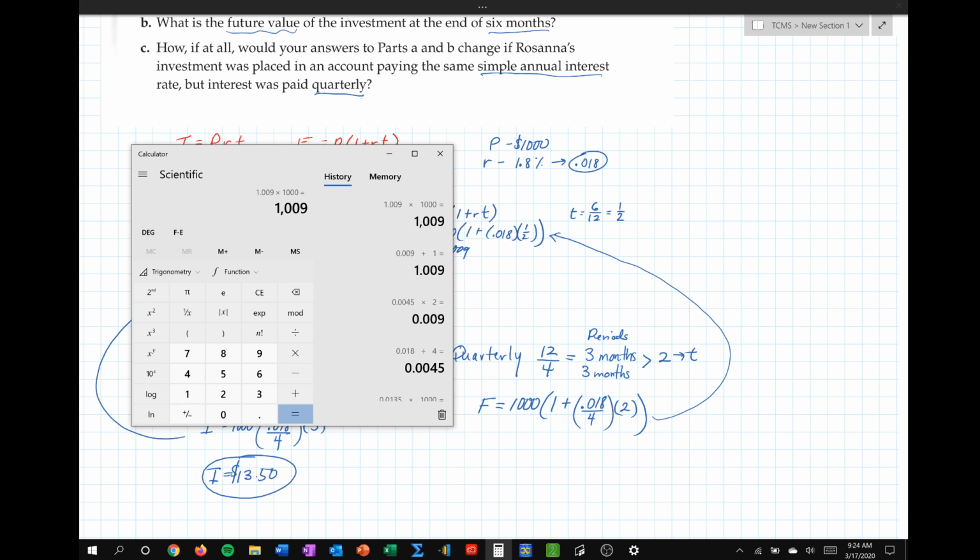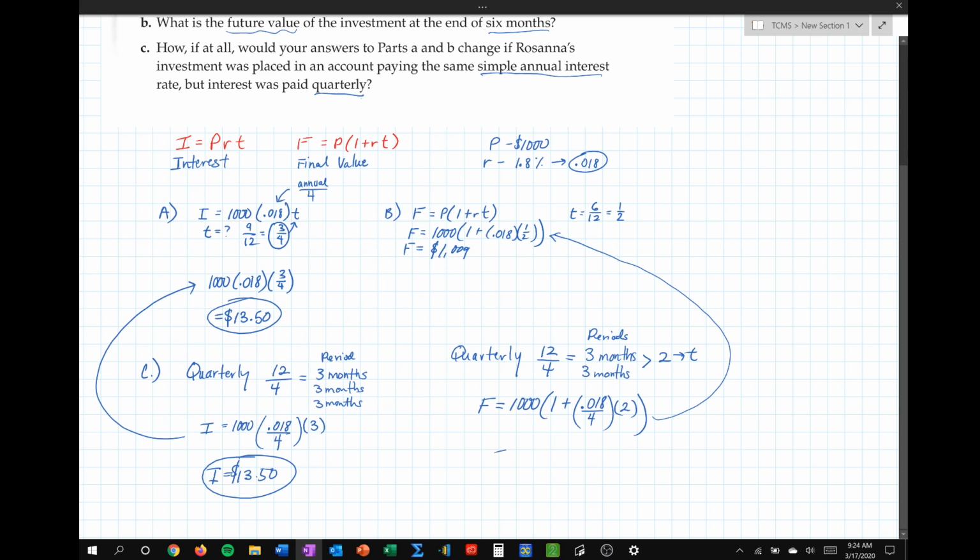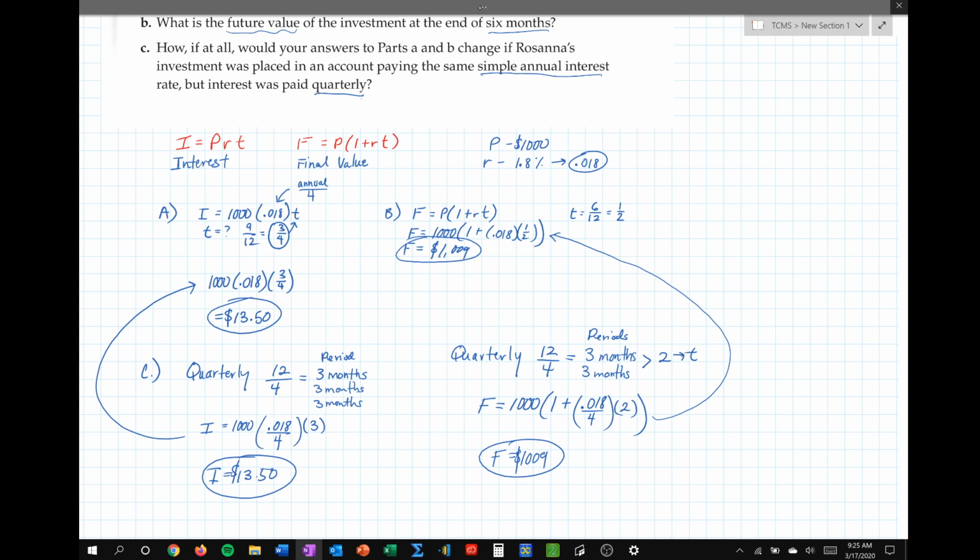So my final value in this case is going to be $1,009. Okay, same value that we got when we did it the first time. So quarterly just tells you how they're going to split it up over the course of a year, but it doesn't make a difference in how much money you get, at least not with simple interest. Remember that this is a simple interest.